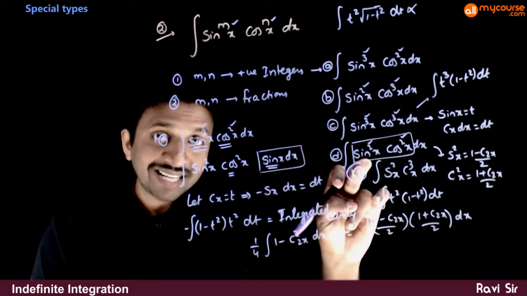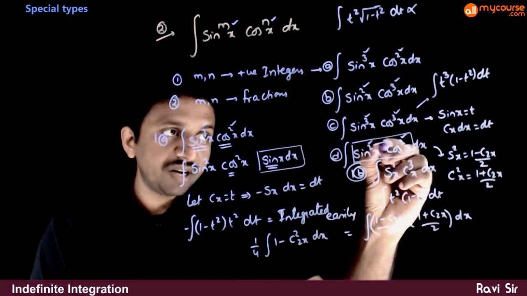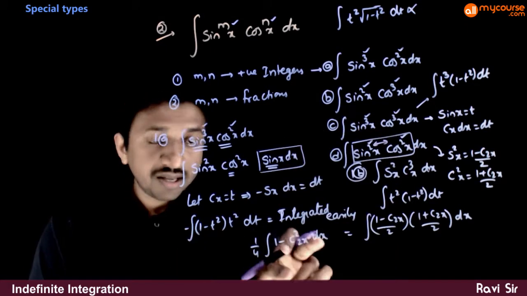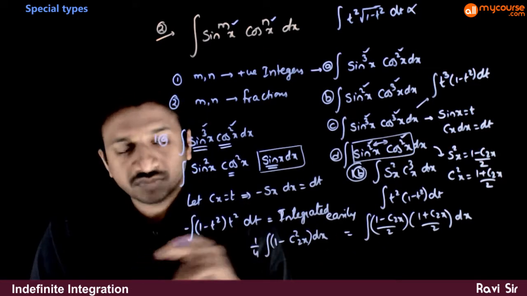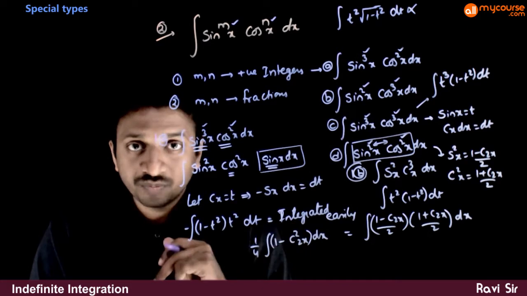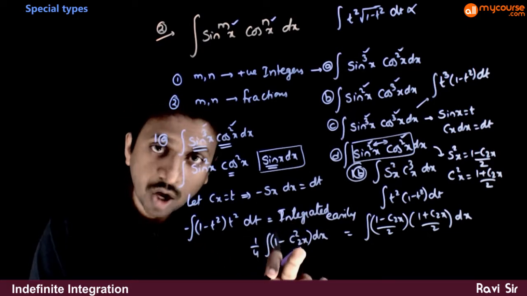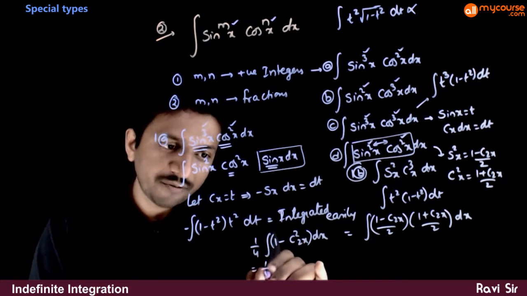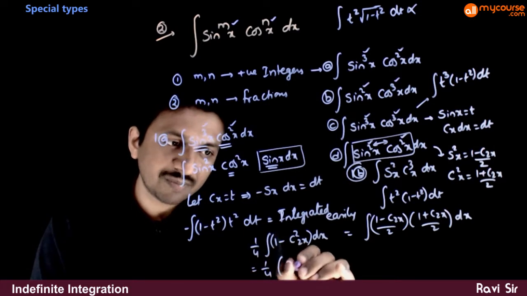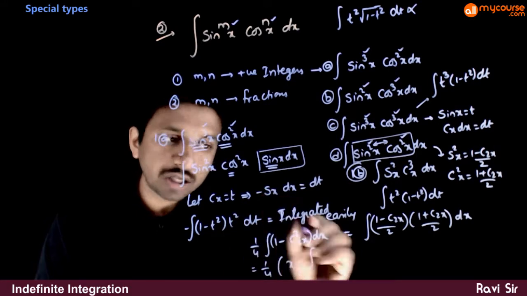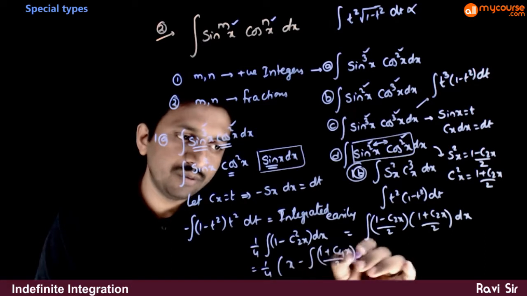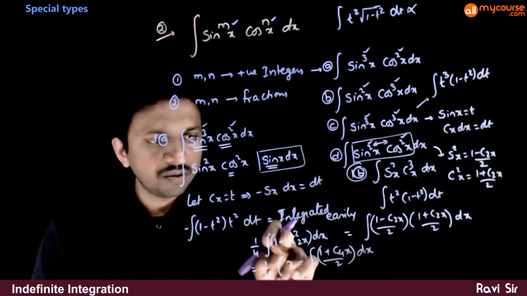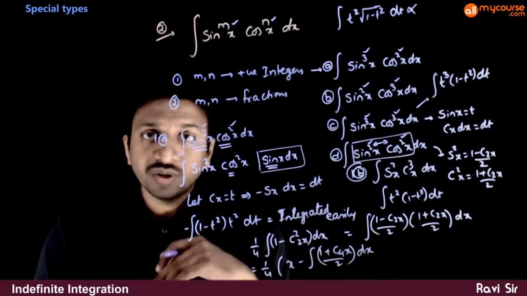So in sin square x cos square x, the effective power is 4. Now in one step, the effective power has become 2. Now what we do is again cos square 2x. So 1/4 of integration of 1 is x minus integration of cos square 2x is 1 plus cos 4x by 2 dx.